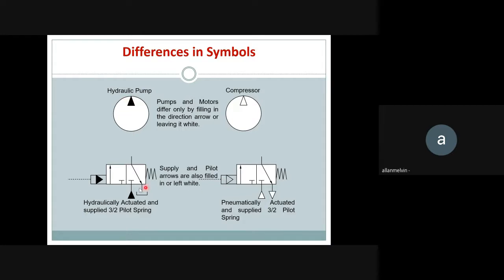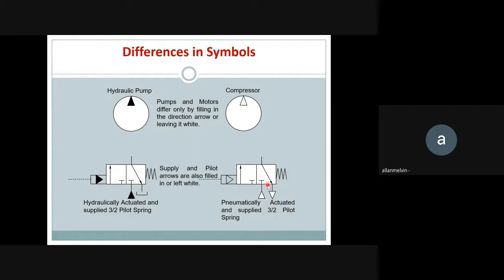Then the second one. This was on the pump and also the compressor, and this is on the valve. Valve pun sama. The pilot operated, so the pilot arrows must be dark, and the input, the supply, supply pun dark. So we know this is hydraulic. Hydraulically actuated and supplied 3/2 pilot spring valve. It's a pilot spring, so you boleh bagi nama lah.